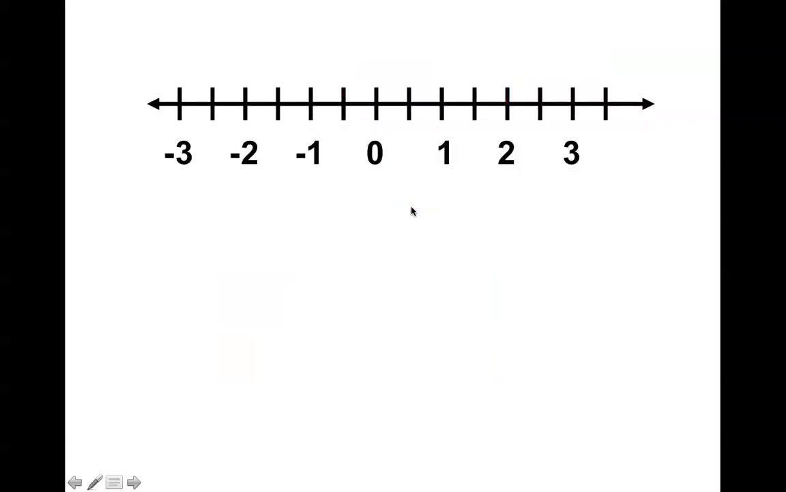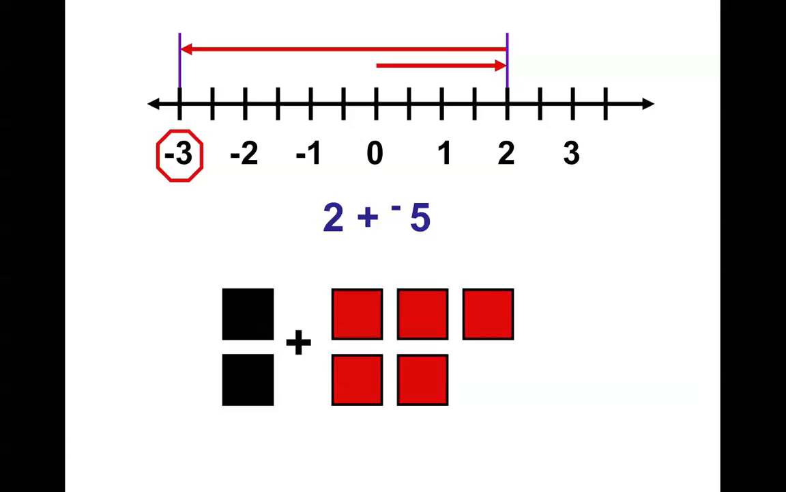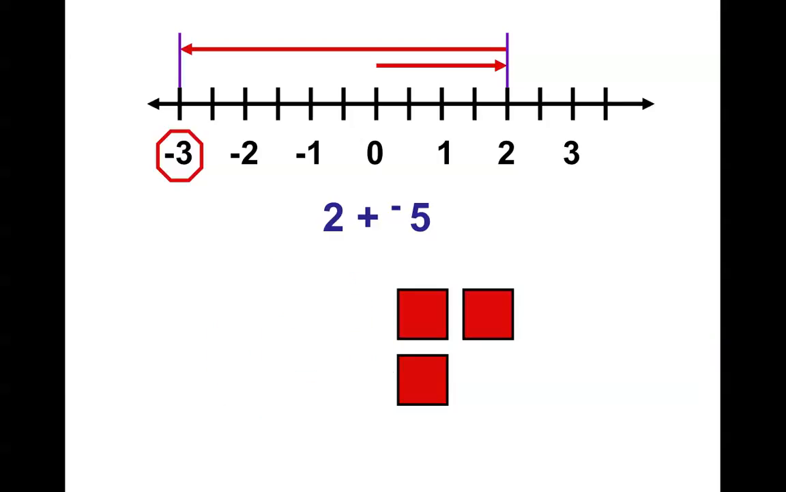When you looked at the next example, we had one number positive and the next number negative. What that means on the number line is that we go 2 steps to the right because positive numbers go to the right, and 5 steps to the left because negative numbers go to the left, and we end up at negative 3. When you look at the blocks, we had 2 positives and 2 negatives, which equals 0, and then we have 3 negatives left over, which is why the answer ends up being negative 3.